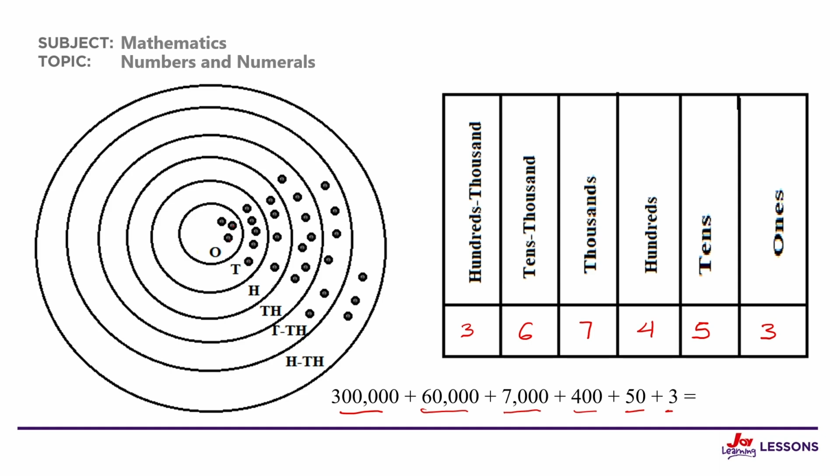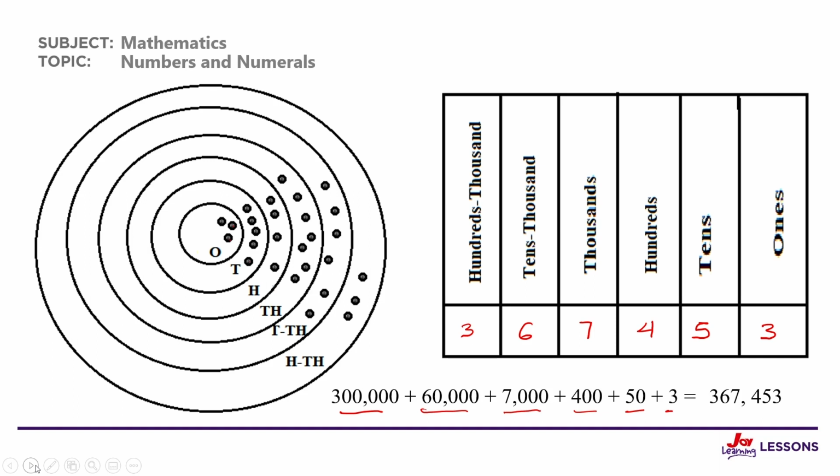Therefore, when we put these values of the marbles that we've thrown into our whole chart together, then we are having 367,453. After throwing our marbles into our whole chart, that is the number that we had.